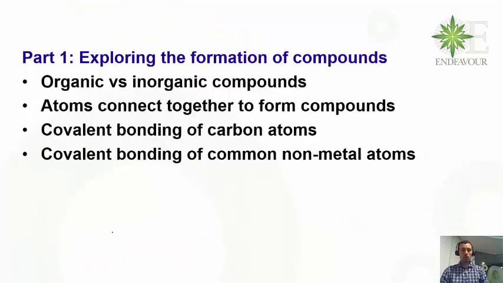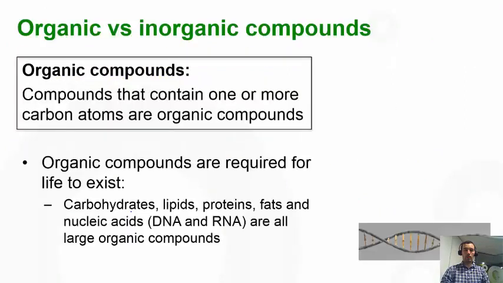So part 1, let's have a look at the difference between organic and inorganic compounds. Our definition for organic compounds is one that contains a carbon atom. That is the key characteristic of an organic compound, something that has carbon in it. So if you ever see a compound with a carbon atom, then you automatically know it has to be an organic compound.